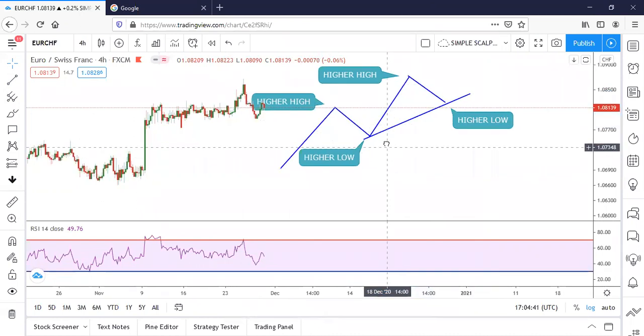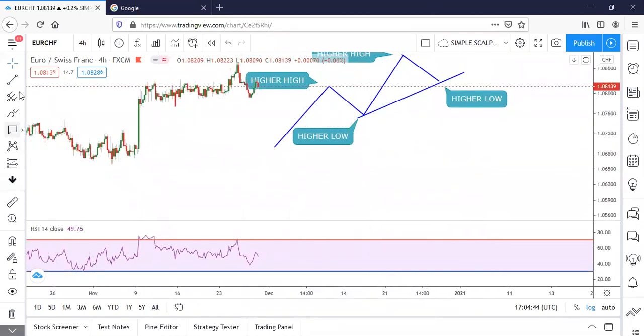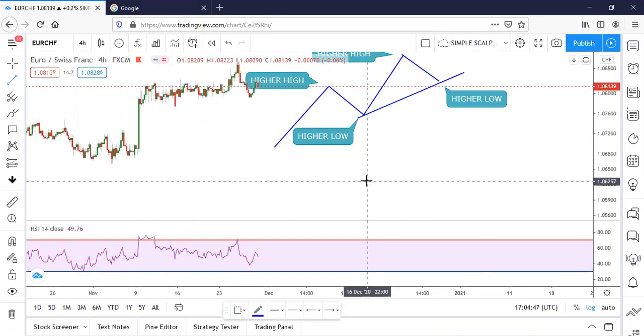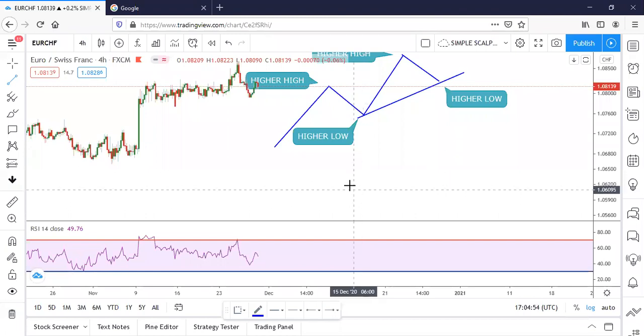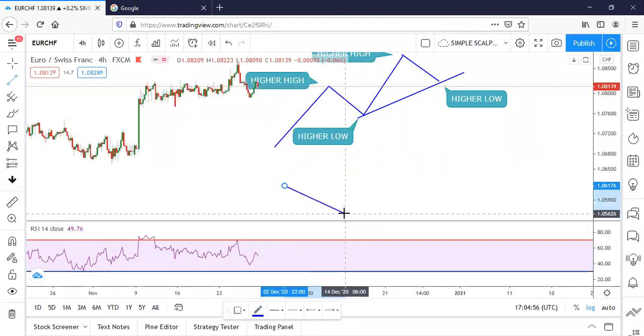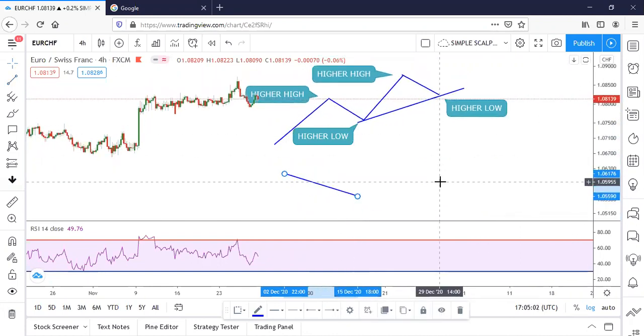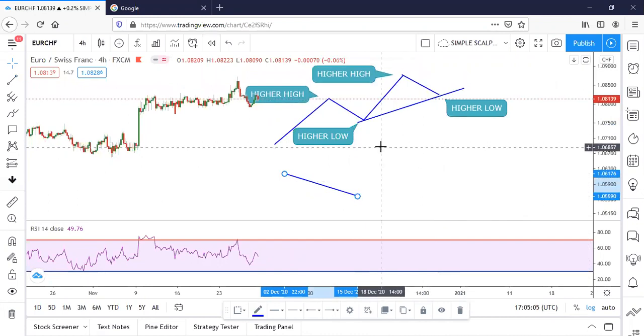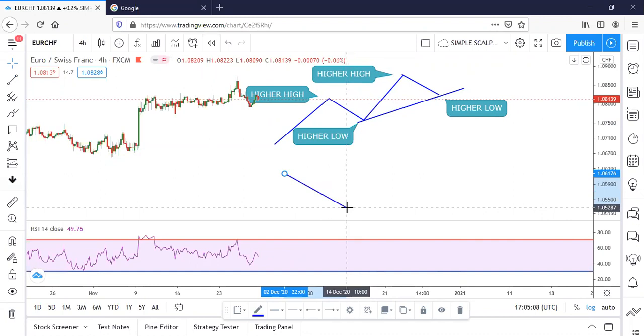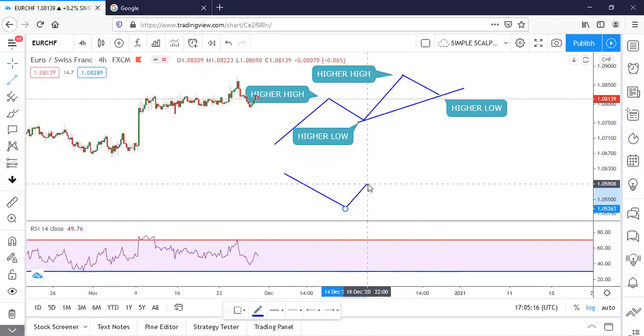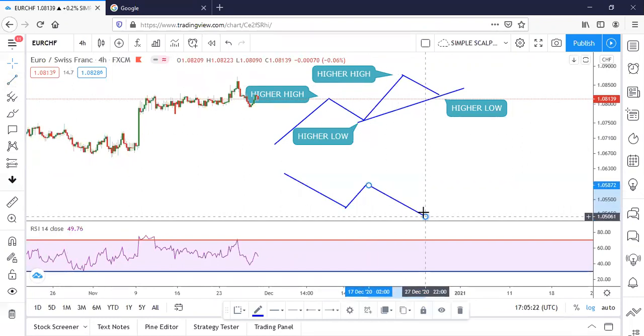The moment you connect this area together, you want to look at your indicator. Which direction is your indicator facing? So you want to see your indicator giving you something like this. Your indicator must make lower low. Let's say your indicator is going this way, giving you lower low.